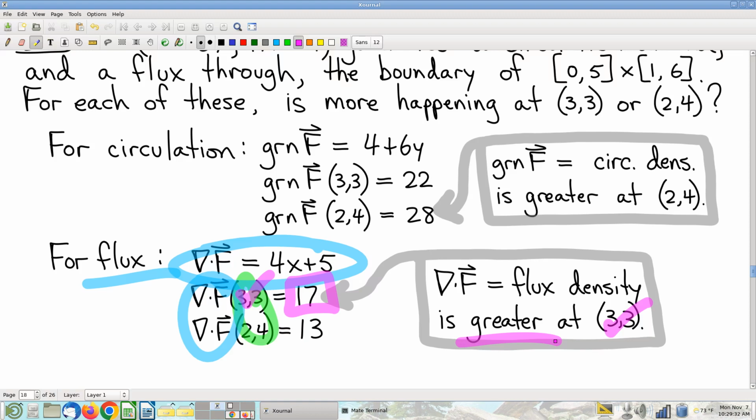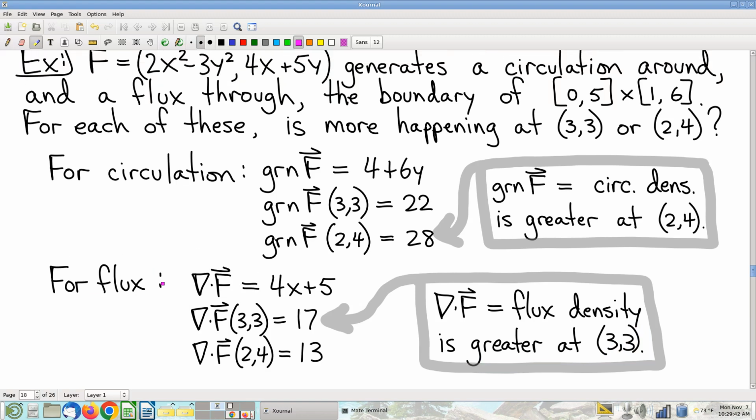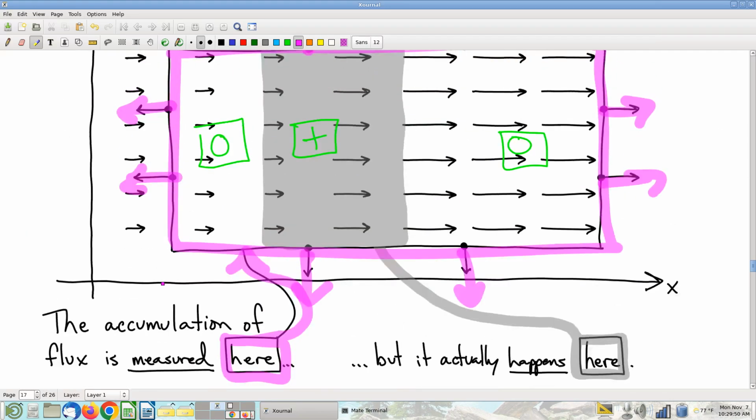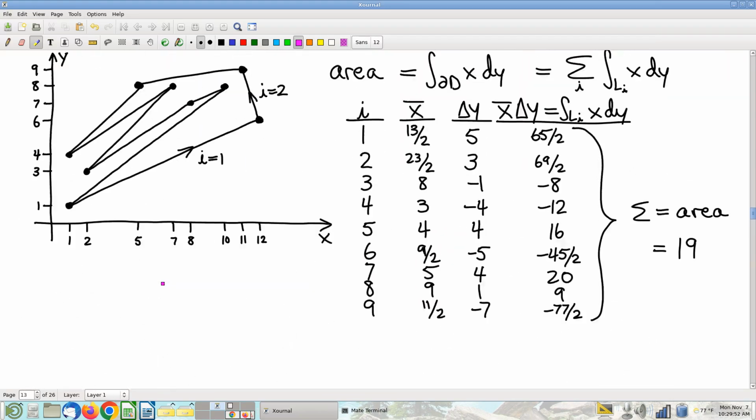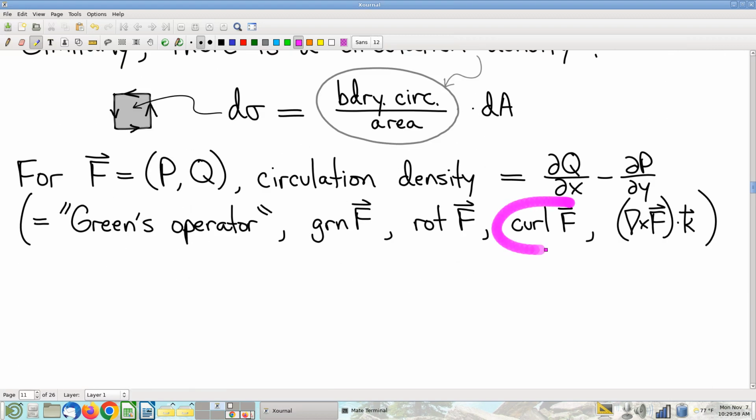Okay. Could you also use the magnitude of the curl of that to find which position has greater circulation? It's a great question. The problem is the way I've defined curl, back in chapter 3, it's only defined for 3-dimensional vector fields. Now you'll recall that when we wrote down Green's theorem, one of the notations that I wrote down, unenthusiastically, was curl. If you want to choose that terminology, then it's literally the same thing as Green's operator. It's this formula right here.